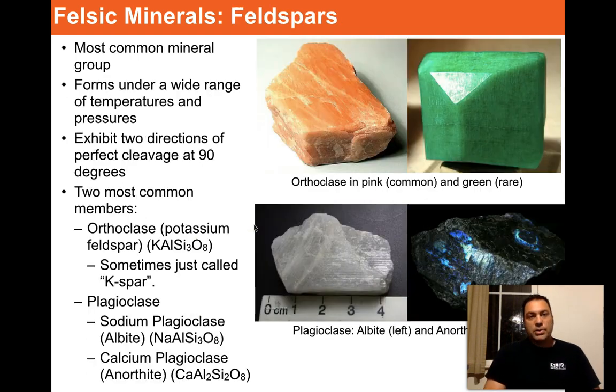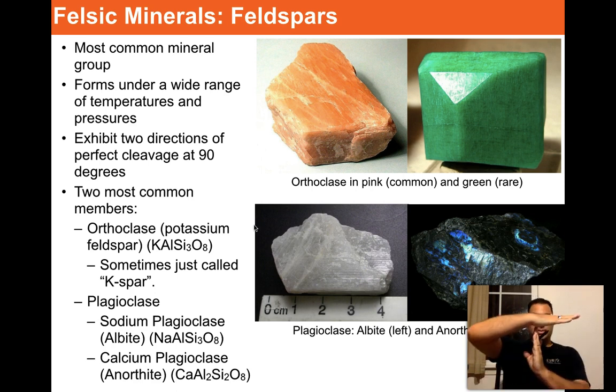Okay, the feldspars are the most common mineral group, and they form under a wide range of temperatures and pressures, which means you find them all over the place. They form in all kinds of different rocks. They don't only form in one group or another. You'll find quartzes will be present in some things and not other things, but in terms of feldspars, you find them everywhere. They exhibit 2 directions of perfect cleavage at 90 degrees, right? So they're kind of sitting there just like so.